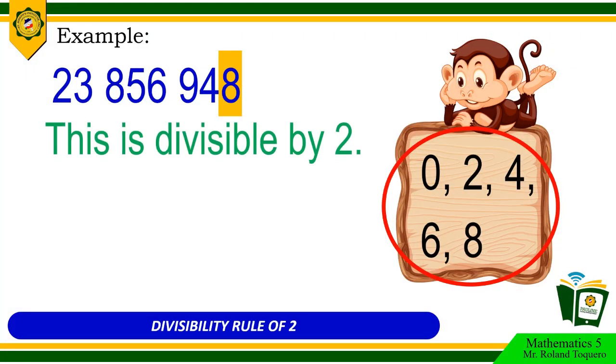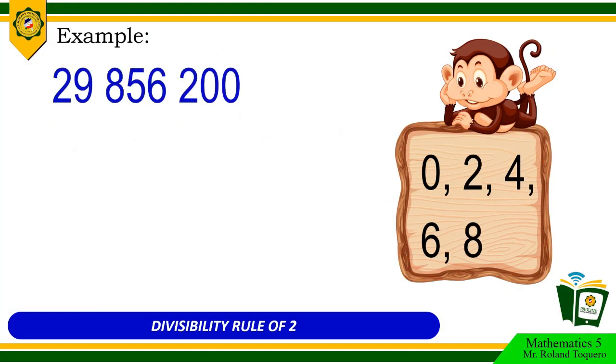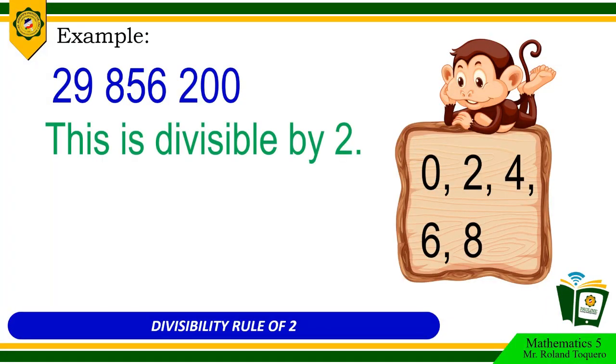Let's have another example. 29,856,200. Is this number divisible by 2? The answer is yes. Because the last digit, 0, is on the list.